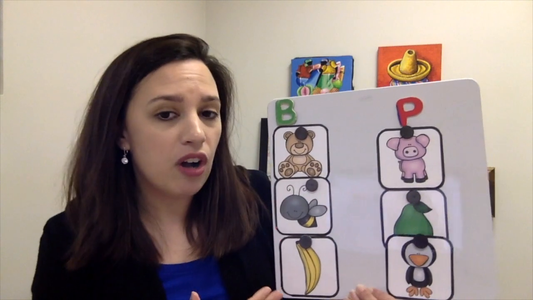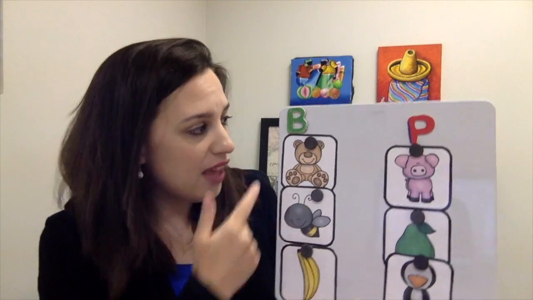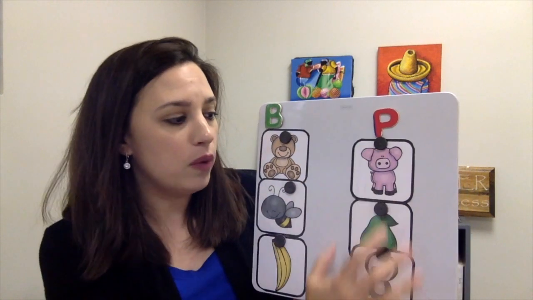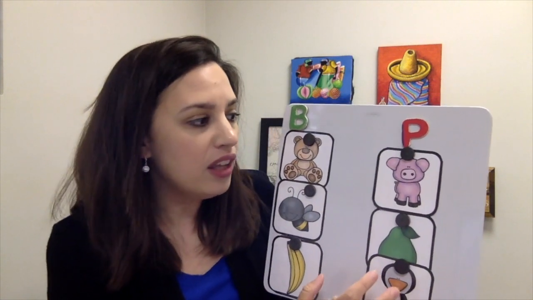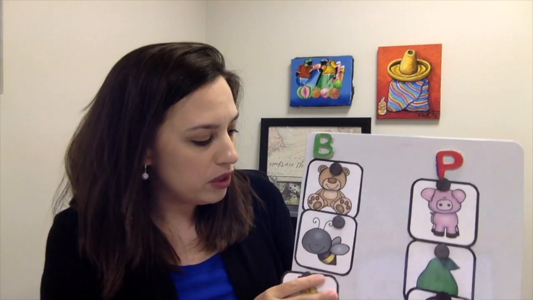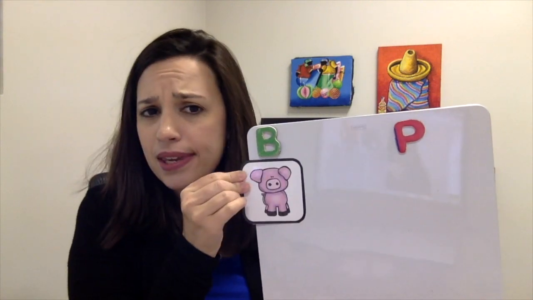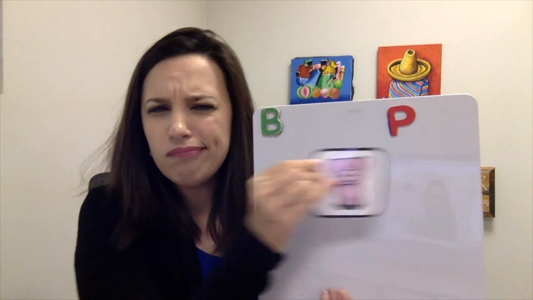Then once they can recall all 3 of these, then you're going to see if they can intermix. So of course you want to teach all 3 of these as well to see if they can match it with B or P. So what we're going to do is we'll take all of these off. Pig? Is it B or P?